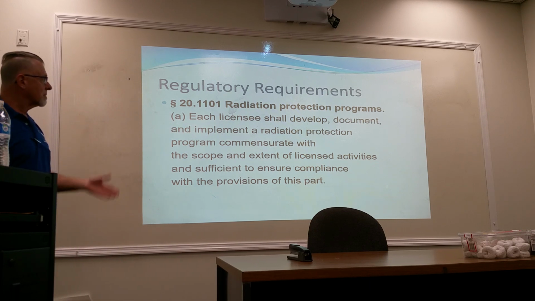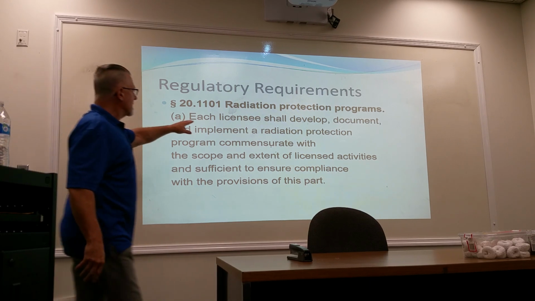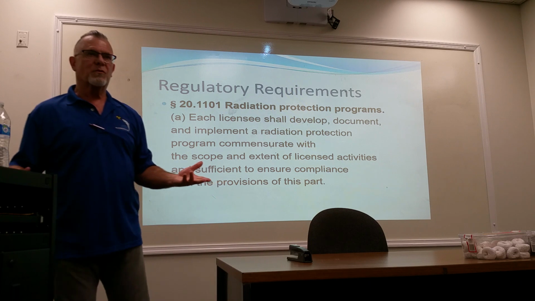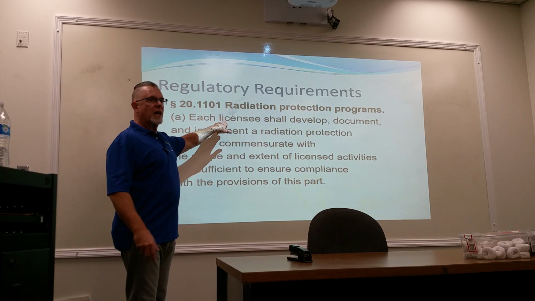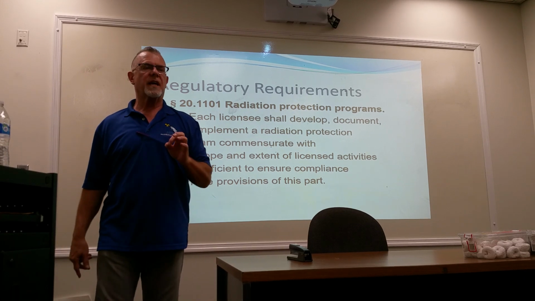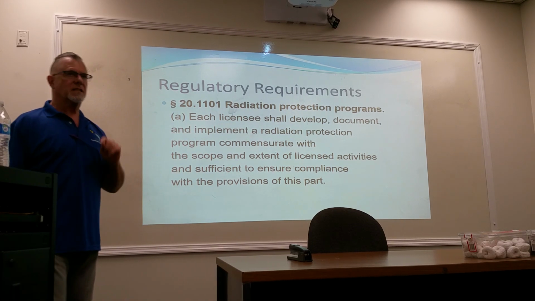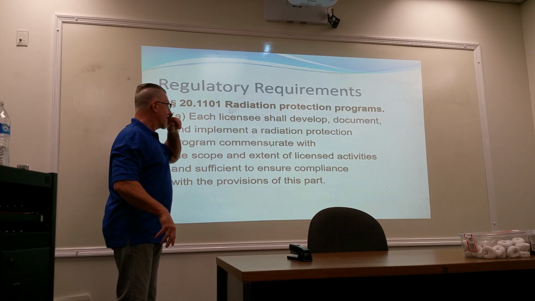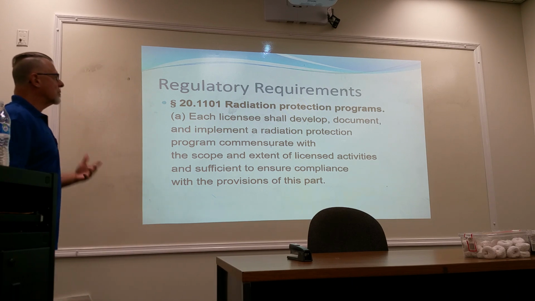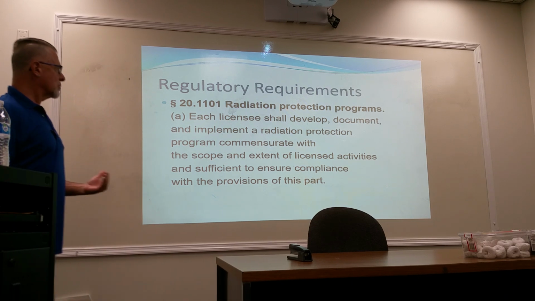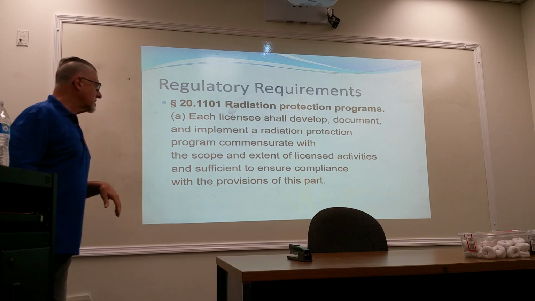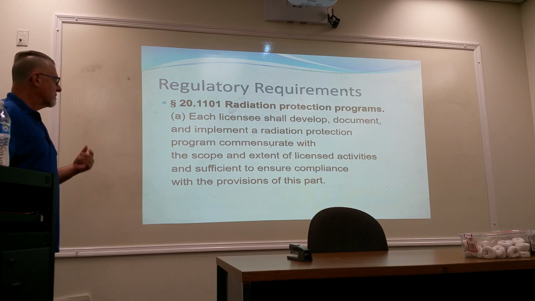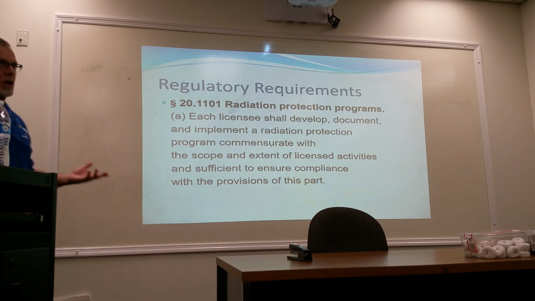20.1101, radiation protection programs, each licensee. In NRC language, licensee means anybody that uses, possesses, or disposes of radioactive material. California said no. In California, licensee means anyone that possesses a source of radiation, ionizing radiation. So all of a sudden, X-ray got pulled into this entire thing. So every person who possesses a radiation source shall develop, document, and implement a radiation protection program commensurate with the scope and extent of licensed activities and sufficient to ensure compliance with the provisions of this part.